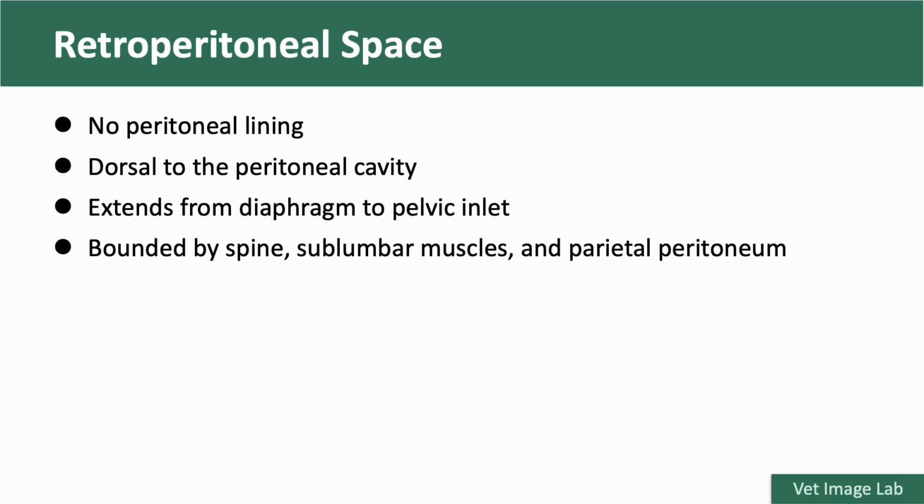Let's move on to the retroperitoneal space. The retroperitoneal space lacks a peritoneal lining and is bordered by the vertebral column and sublumbar muscles dorsally and by the parietal peritoneum ventrally. It lies dorsal to the peritoneal cavity, extending from the diaphragm all the way to the pelvic inlet.